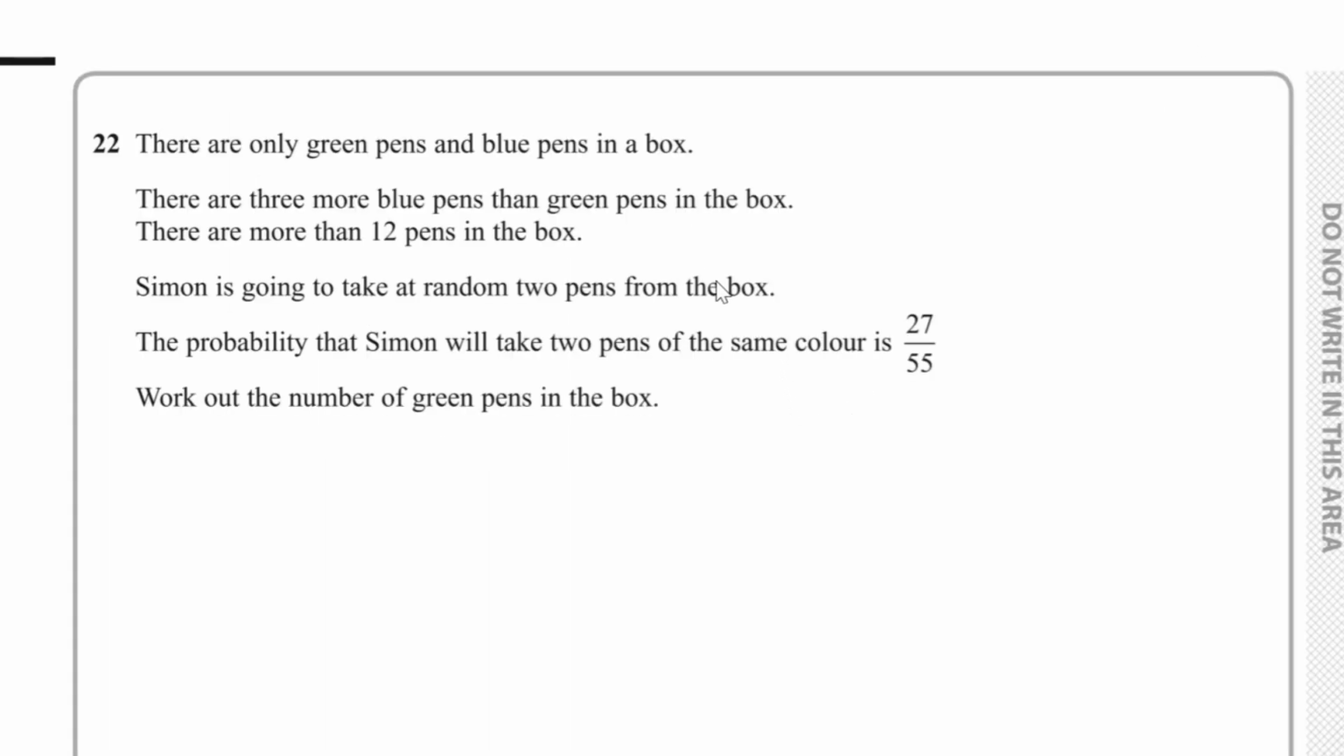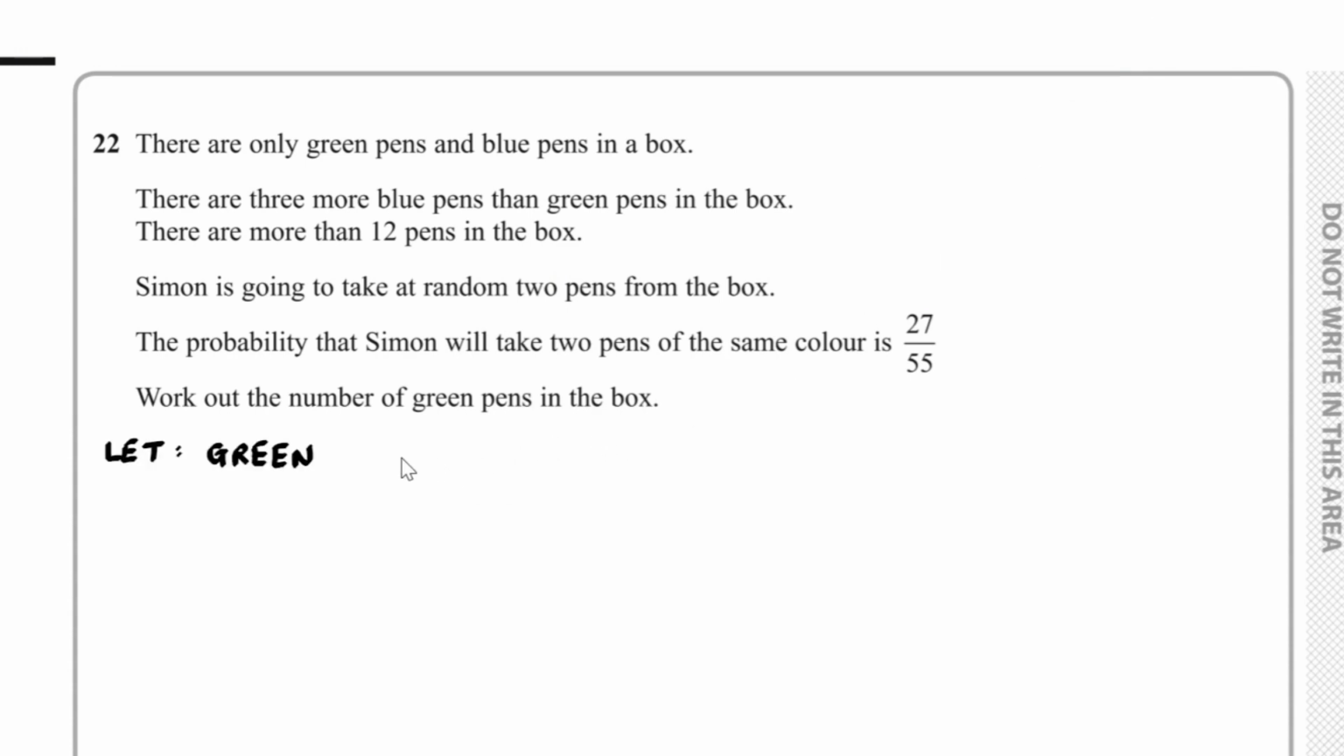Question number 22. There are only green pens and blue pens in a box. There are 3 more blue pens than green pens in the box. There are more than 12 pens in the box. Simon is going to take at random 2 pens from the box. The probability that Simon will take 2 pens of the same colour is 27/55. And we have to work out the number of green pens in the box.